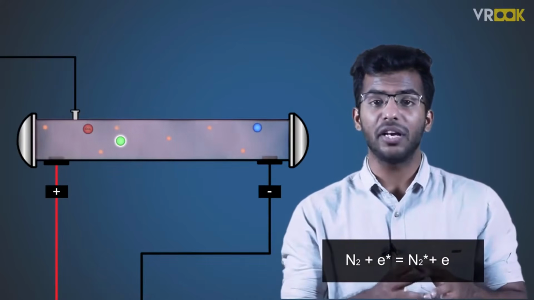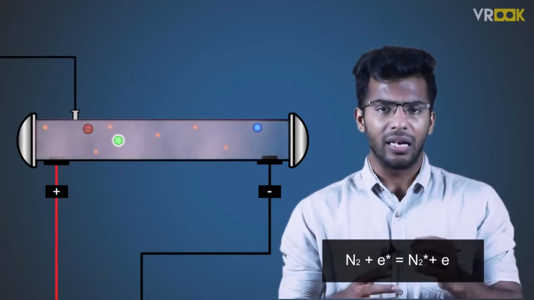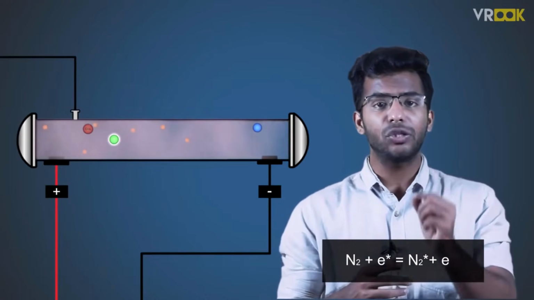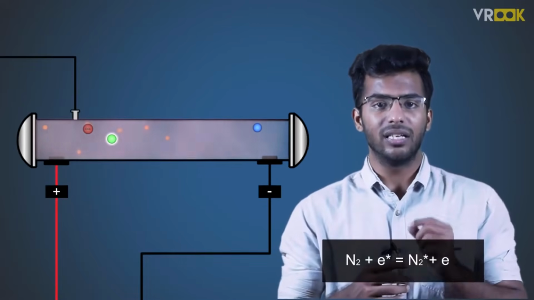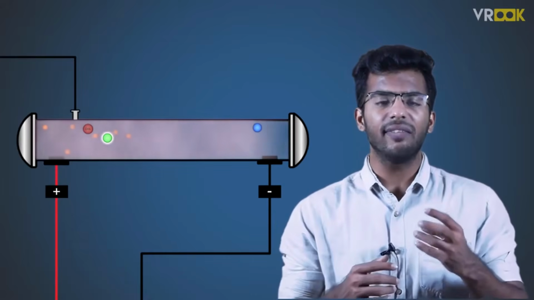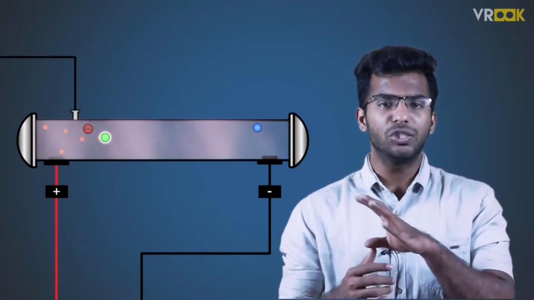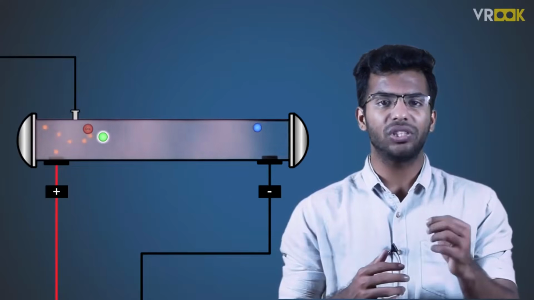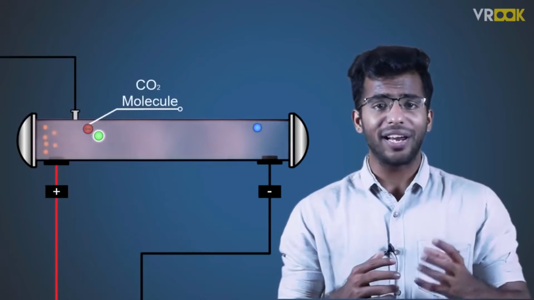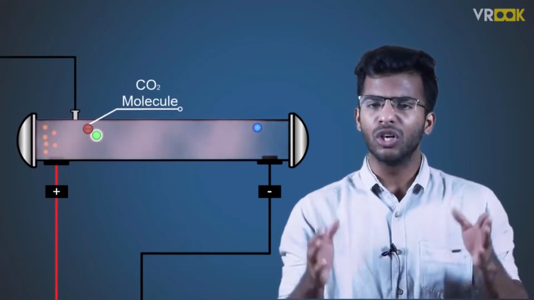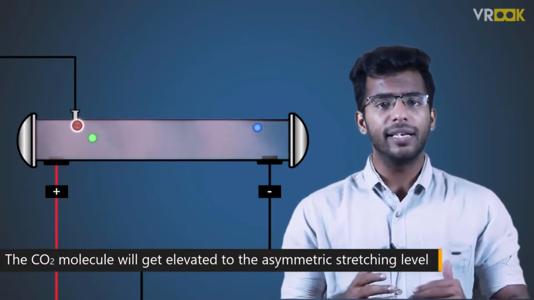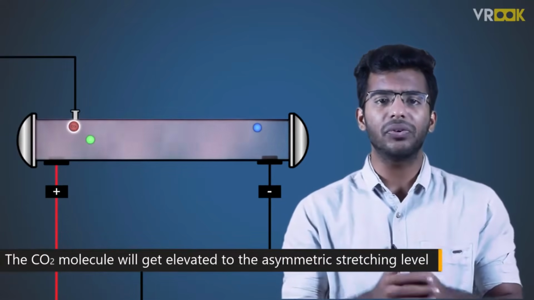N2 is the ground state of nitrogen. e* is the excited electron. N2* is the excited nitrogen atom and e is the same electron with less energy. Here, the energy level of the excited nitrogen molecule is very close to the asymmetric stretching energy level of the CO2 molecule. Therefore, if a nitrogen molecule in the metastate collides with CO2 molecule in the ground state, the CO2 will get elevated to the asymmetric stretching level.